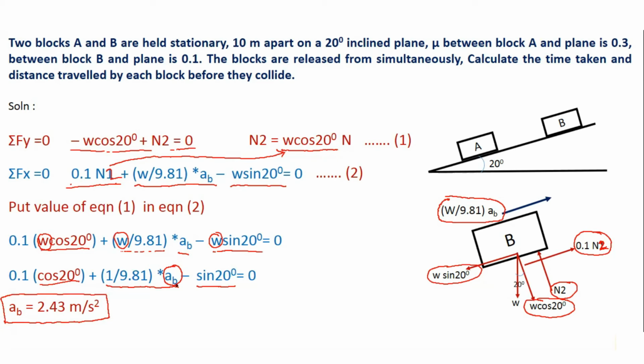So till now what I have done, I have found out acceleration of A and acceleration of B. But this is not the required answer. The solution was asked about the time taken and the distance traveled by the block before they collide. So we will use this acceleration of A and acceleration of B to find out the required answer.